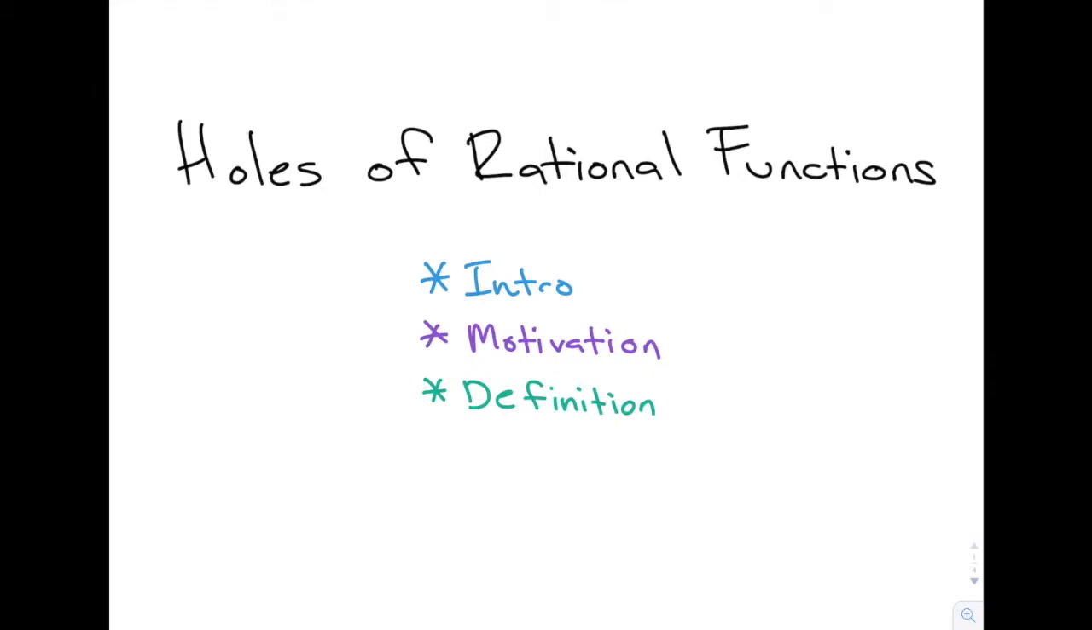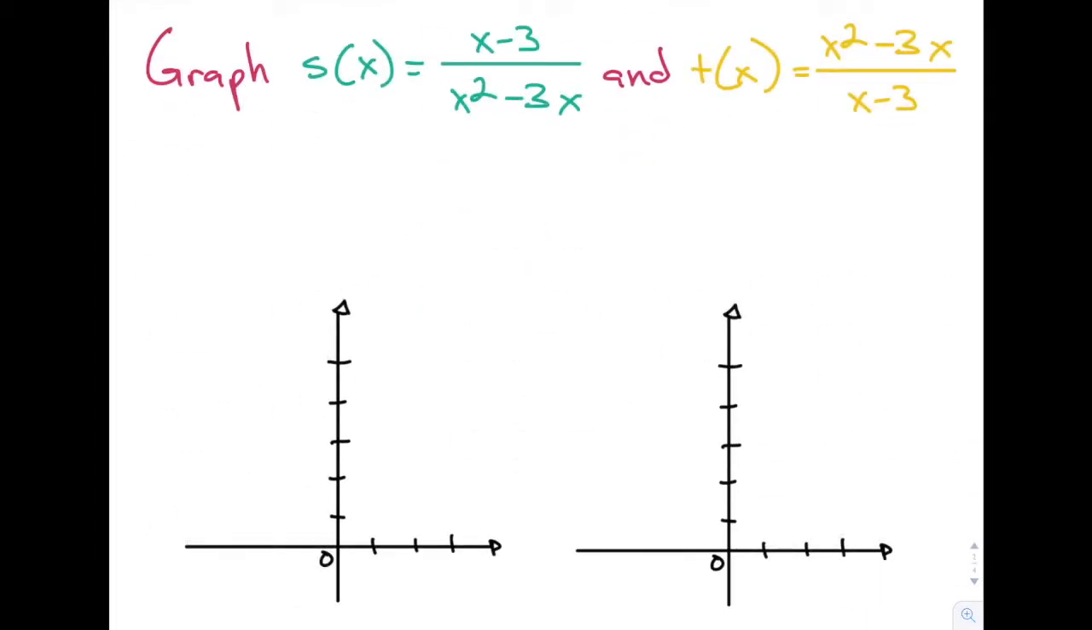So we'll look at a couple of motivating examples and give a formal definition of holes when you have a common factor in the numerator and denominator. We'll graph both the function s of x equals x minus 3 over x squared minus 3x, and t of x equals x squared minus 3x over x minus 3. I wanted to use these two because they're very related. One happens to be the reciprocal of the other.